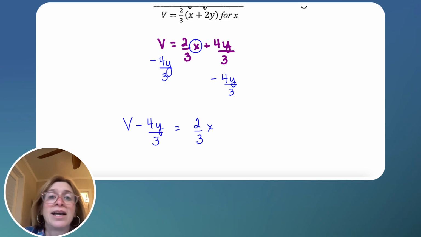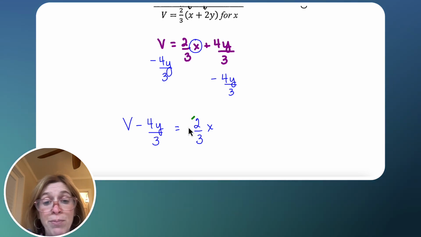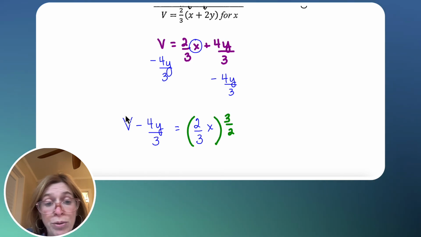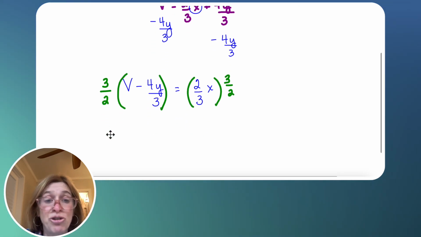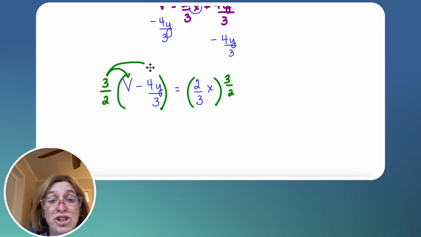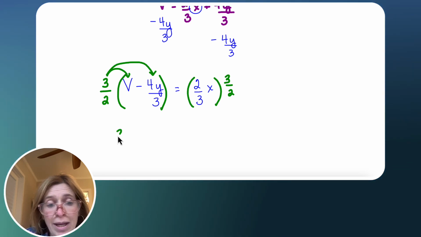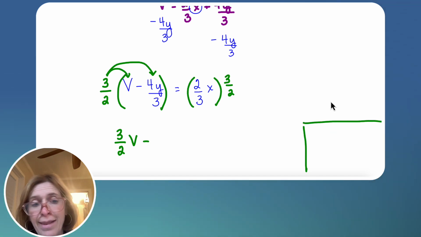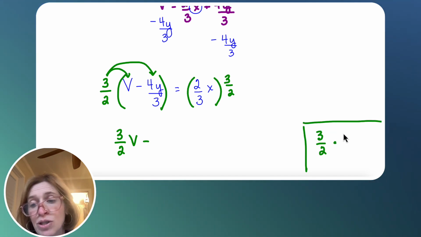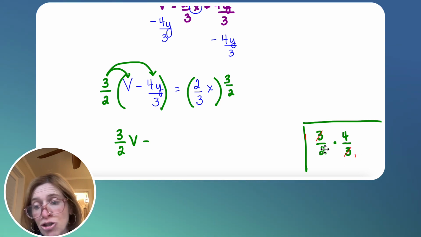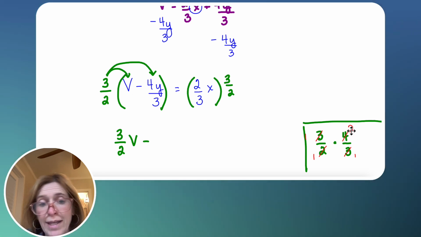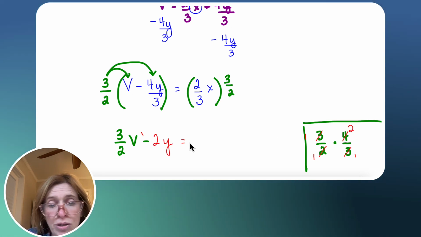All right, now, I know all of you are saying I divide by 2/3, but remember, it's the same thing as multiplying by the reciprocal. So I'm going to multiply both sides by the reciprocal. This is where it does get tricky because now I have to distribute a fraction again. So that's going to give me 3/2 v minus, I'm going to come over to the right to do my math. I have 3/2 times 4/3. So the 3's will simplify to the number 1, and 2 goes into itself once and 4 twice. So minus 2y equals x.